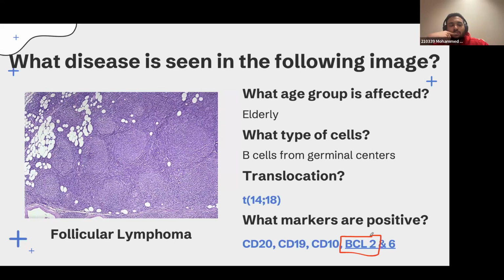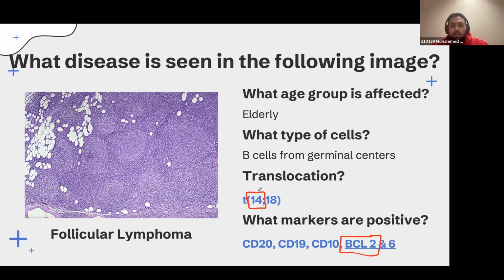Opposite. Okay. It's not pro-apoptotic, it's anti-apoptotic. Now, time to explain this concept. 14, 18. Okay. You'll see number 14 in the majority of these lymphomas, right? It's in a lot of them. Now, to explain why 14 is important is this.